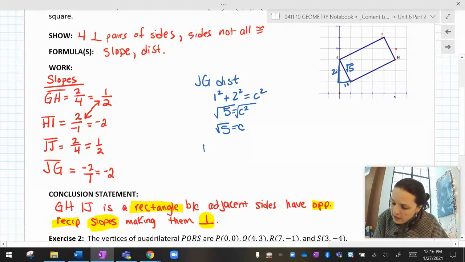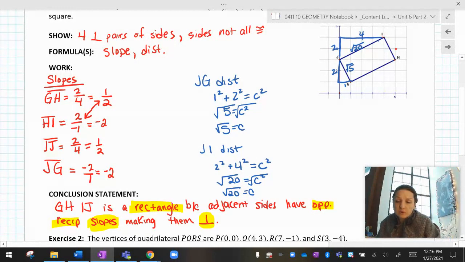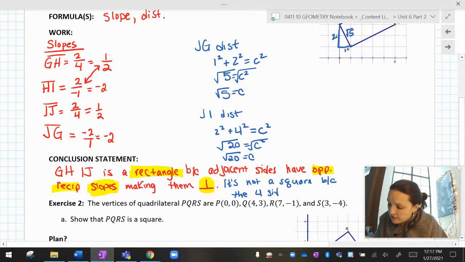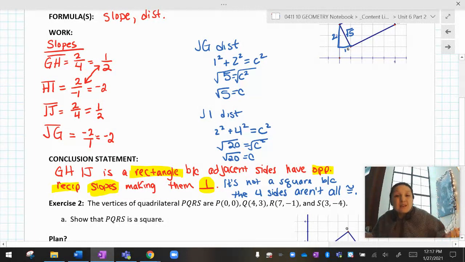Now I'm going to do JI. So that's 2, 1, 2, 3, 4. 2 squared plus 4 squared equals c squared. 4 plus 16 is 20. So c is the square root of 20. Well, the square root of 5 and the square root of 20 are not the same. So then I can come down here and say it's not a square because the 4 sides aren't all congruent. Okay? That's how you do a coordinate proof.